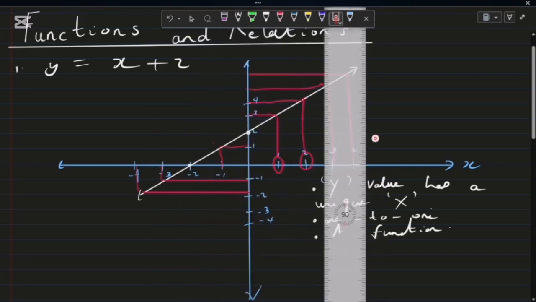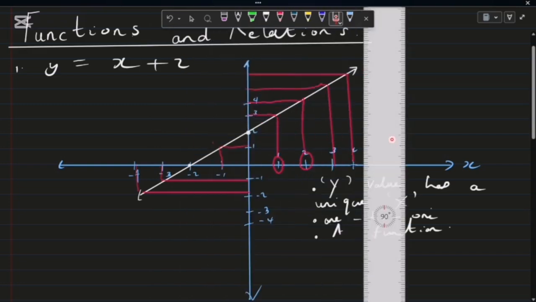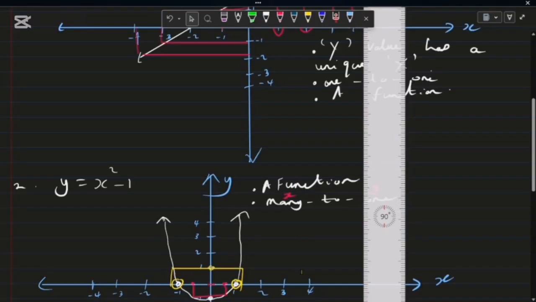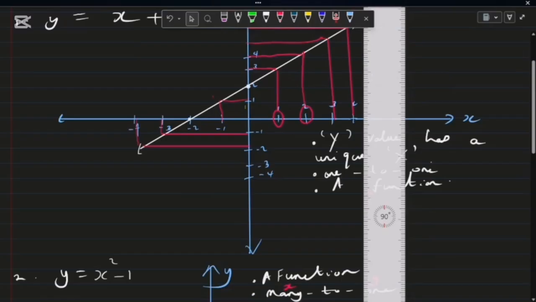So if the graph passes the vertical line test, that graph is a function. Okay, so this is the easiest way of determining whether a graph is a function or not. Very practical and very quick. So the vertical line test. Okay, so we know that this straight line is a function. We decided that already.